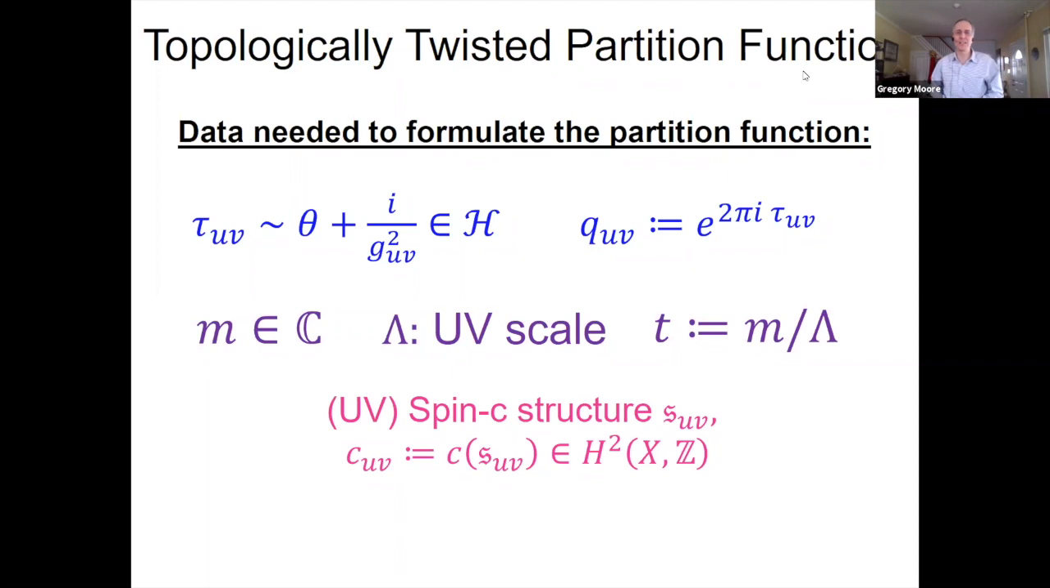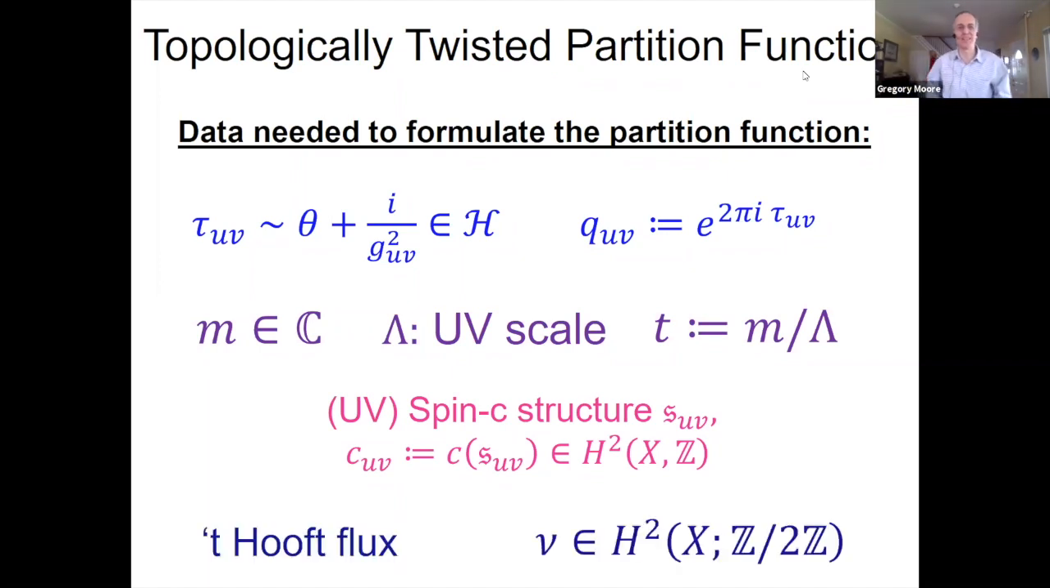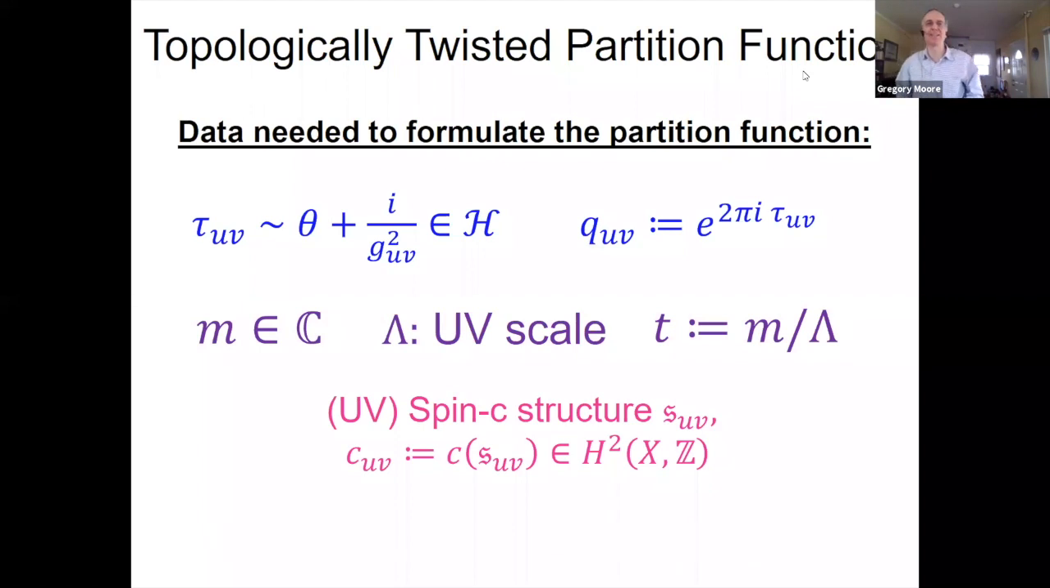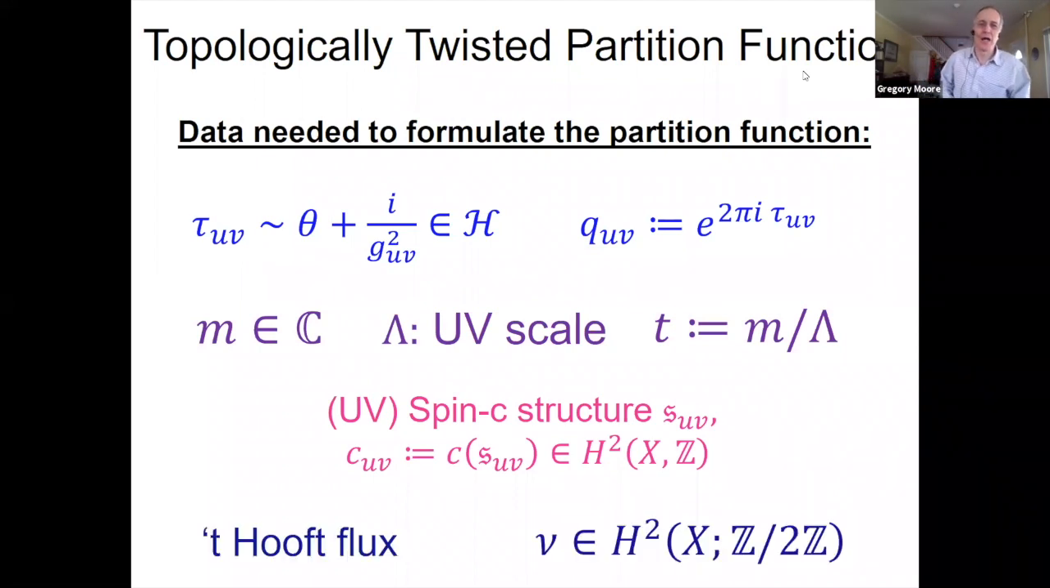So let's not get hung up on this. If you don't like lambda, set it to 1, okay? And then the last piece of data. So I'm writing down the data that you need for the topological partition function, and they will be functions of t. If you don't like what I said about lambda, just substitute m for t. And the last piece of data I need is the 't Hooft flux, because the SU2 theory partition function will have an 't Hooft flux.